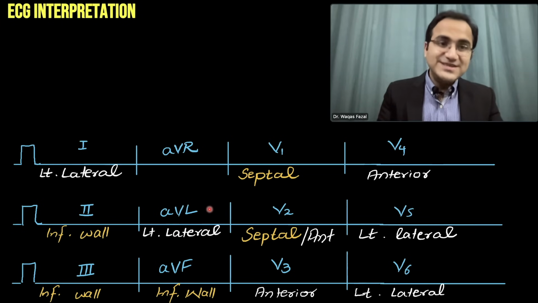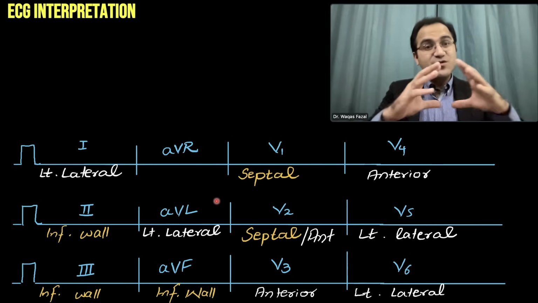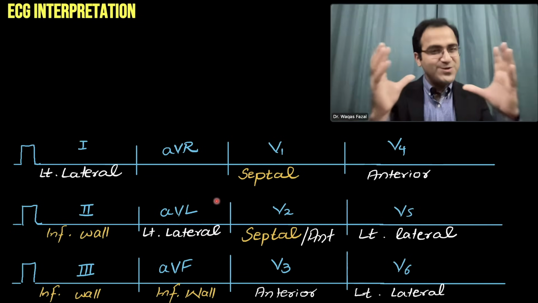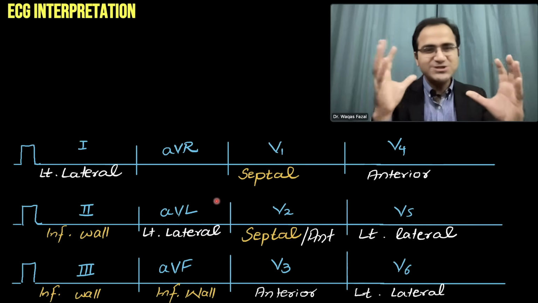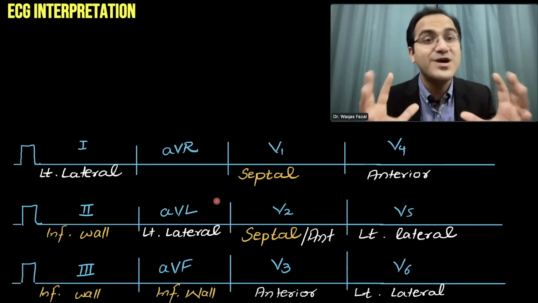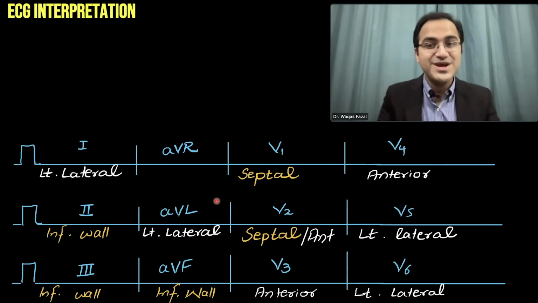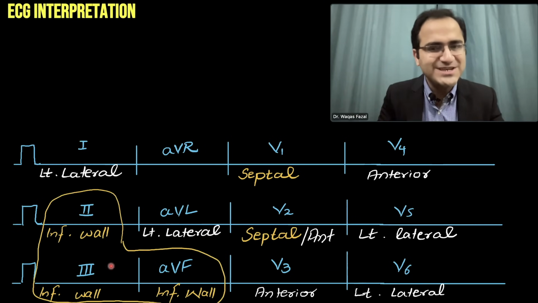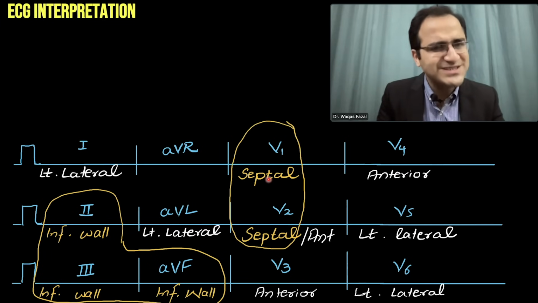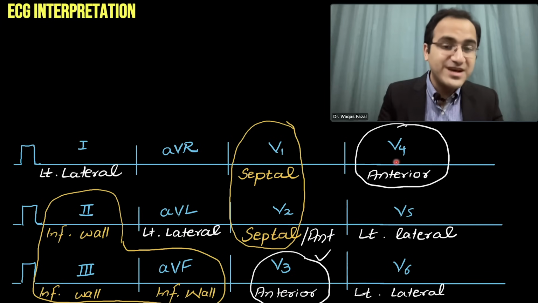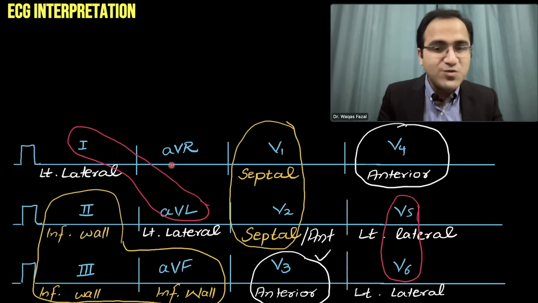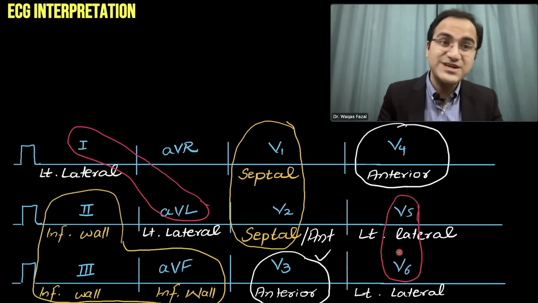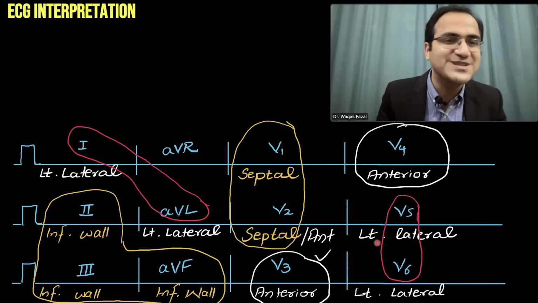Now this is the importance of understanding the different leads of ECG, because when you know which lead represents which part of the heart, you can easily tell where the problem in the heart is. If there is a problem with leads 2, 3, AVF, it means that there is an inferior wall problem. If there are changes in leads V1, V2, it means it's a septal wall problem. If there is a problem with leads V3, V4, it's an anterior wall problem. Lead 1, AVL, V5, V6, if they show changes, it means that the problem is with the left lateral part of the heart.